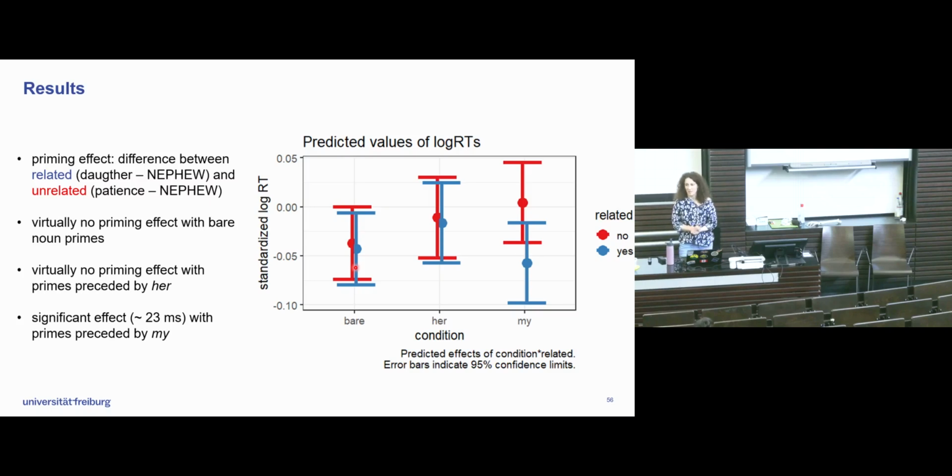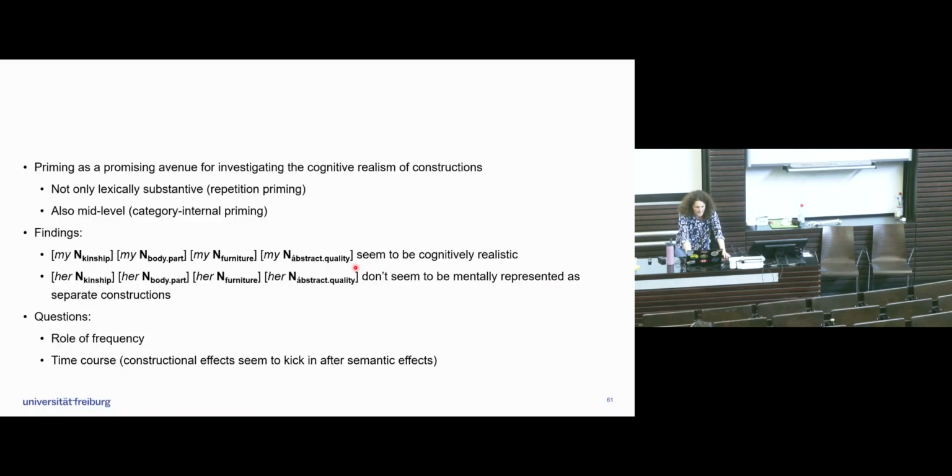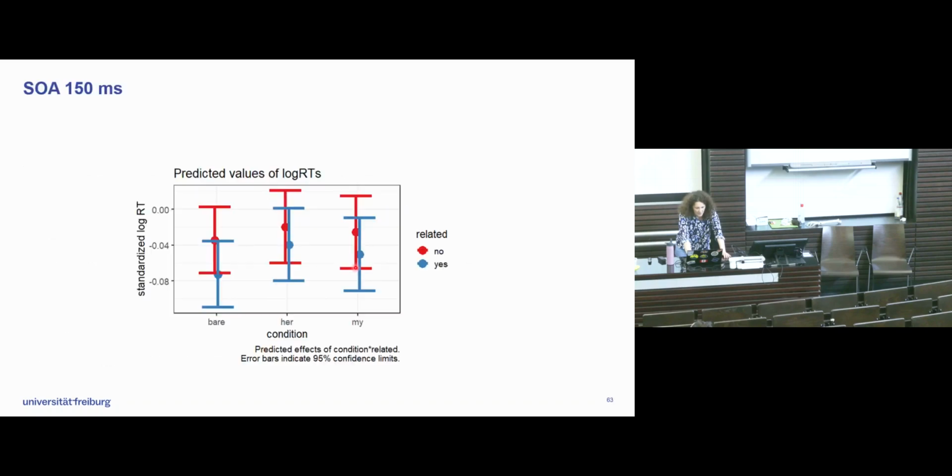So I conducted the same experiment again. Everything was absolutely identical, but the interval between the prime and the target was not 200 milliseconds, so people didn't have so much time to think about the relationship between the prime and the target, but 150. And so that's what I find when the lag between the prime and the target is shorter. So there we do find semantic priming.